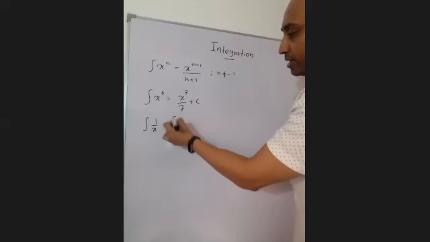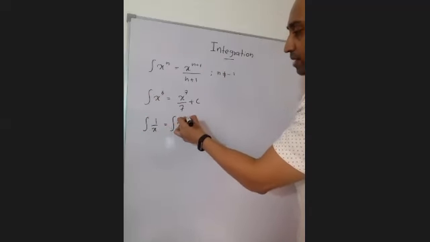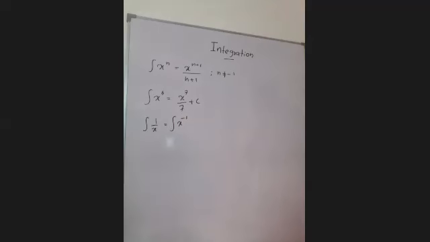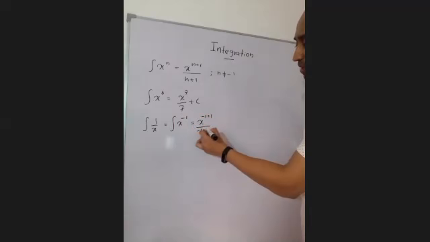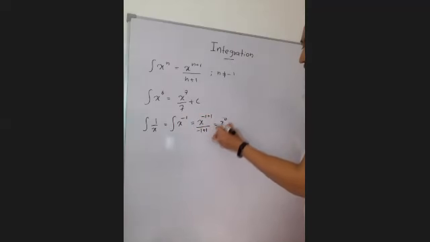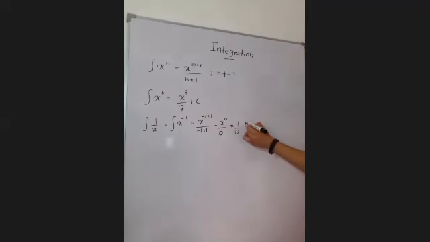That is the integration of x to the power minus 1. If you integrate x to the power minus 1 and use this formula, the answer is x to the power minus 1 plus 1 divided by minus 1 plus 1. That is x to the power 0 over 0, that is 1 over 0. So you can say this does not exist. That is the fact we have to understand.